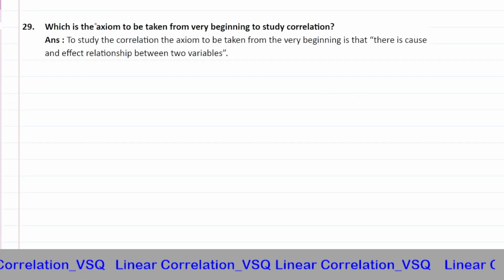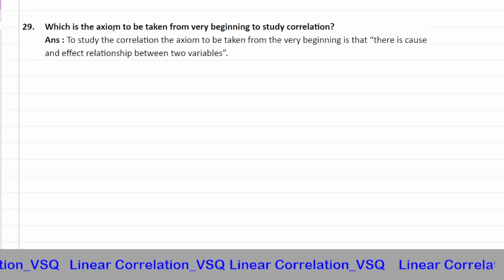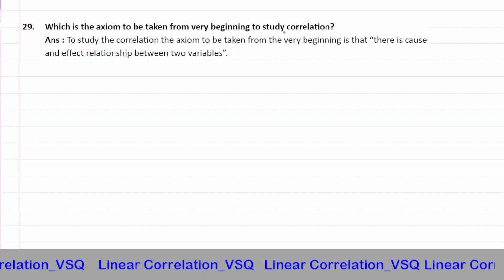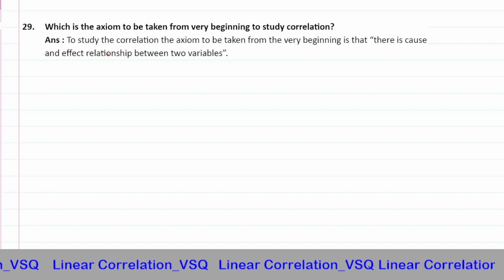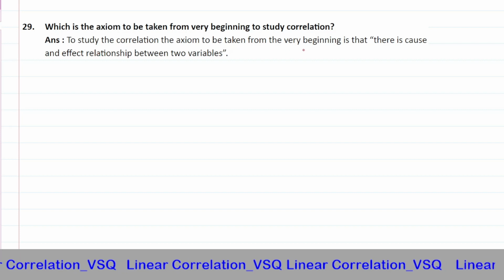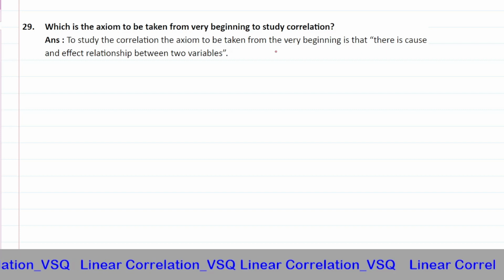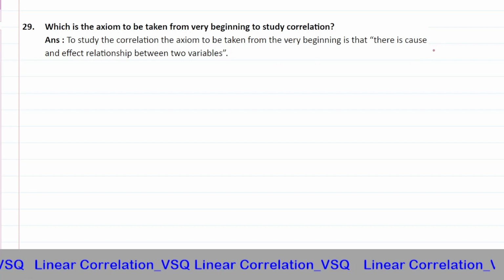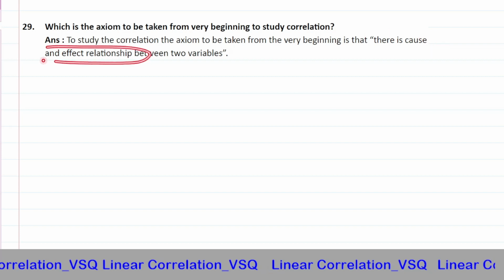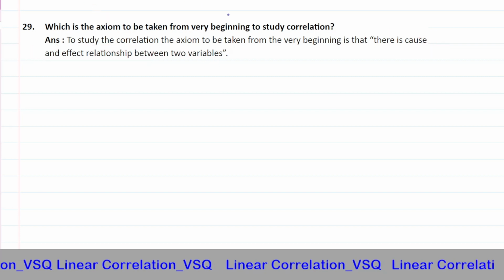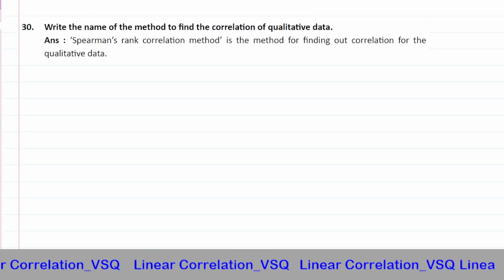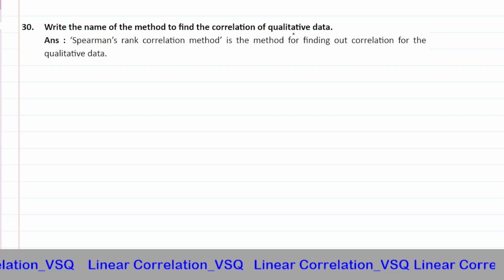Question number 29. Which is the axiom to be taken from very beginning to study correlation? Okay, to study correlation, the axiom to be taken from very beginning is that there is cause and effect relationship between two variables. If there is no cause and effect relationship between two variables, then the relationship is called nonsense relation or nonsense correlation.